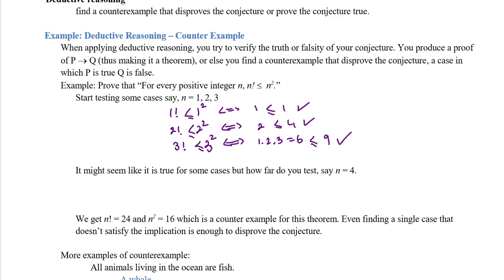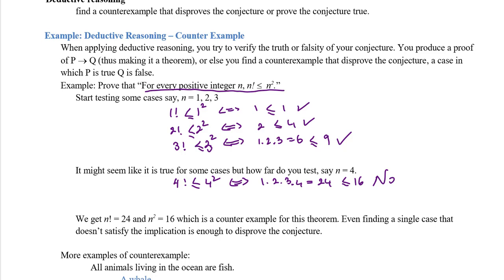But if we jump to 4, let's see. Is 4 factorial less than or equal to 4 squared? Well, 4 factorial is 1 times 2 times 3 times 4. So that gives me 24. But 4 squared is only 16. So here I would say no. So this is the counterexample. When we get n factorial equal 24 and n squared 16, we have a counterexample to this theorem that says for every positive integer n, n factorial is less than or equal to n squared.